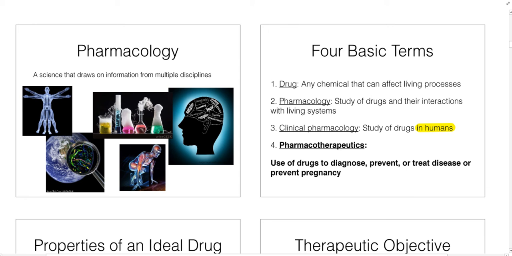So there are a few basic terms to remember with pharmacology. A drug is any chemical that can affect living processes. Pharmacology is the study of these drugs and their interactions with living systems. It is a very broad term. Clinical pharmacology is the study of drugs in humans rather than in monkeys or mice or pigs. Pharmacotherapeutics is the use of drugs to diagnose, prevent, or treat disease or prevent pregnancy.